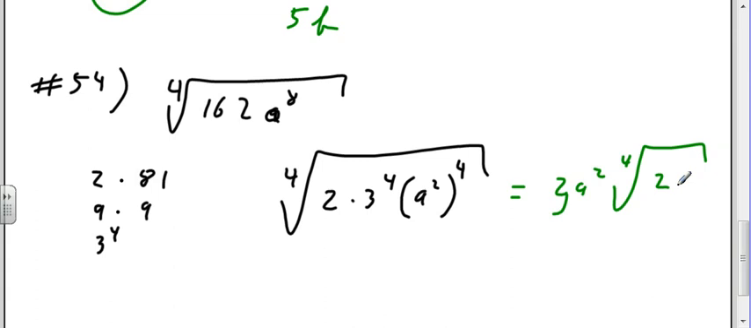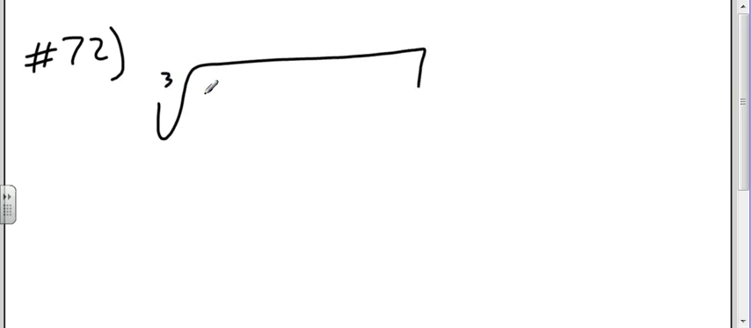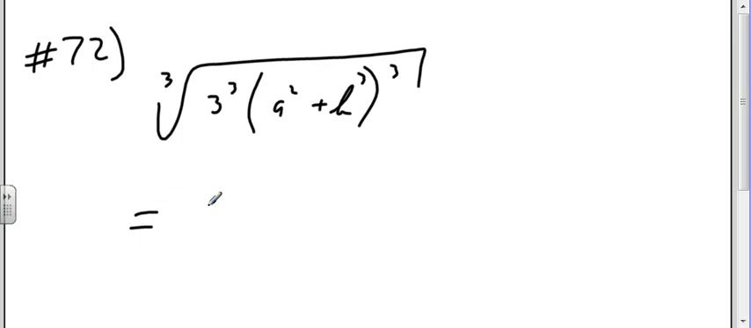All right. Okay, moving down to 72 before we go to the next glorious section of the book. Number 72. Cube root of 27, which we know is 3 cubed, times a squared plus b cubed, cubed. All right, well, that's just 3 times a squared plus b cubed, and I'm done. All right, well, that was okay.